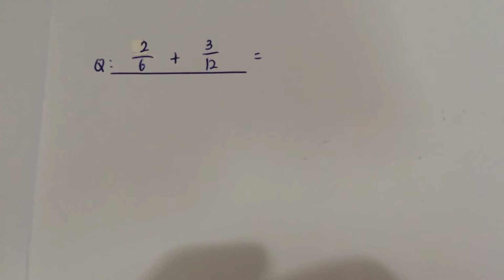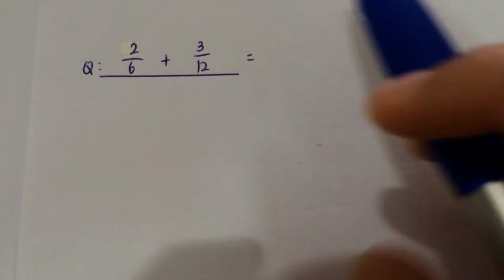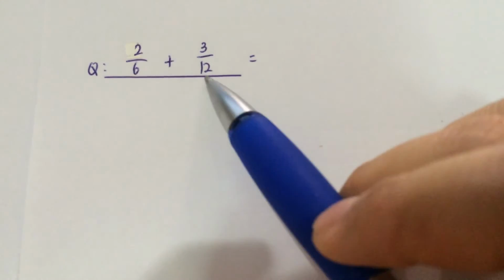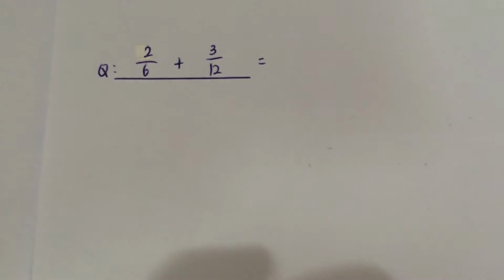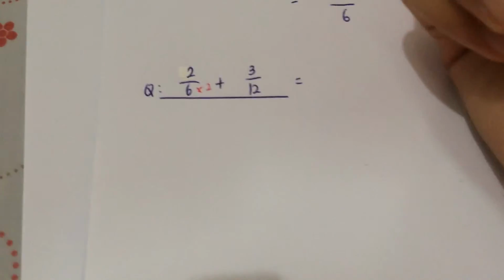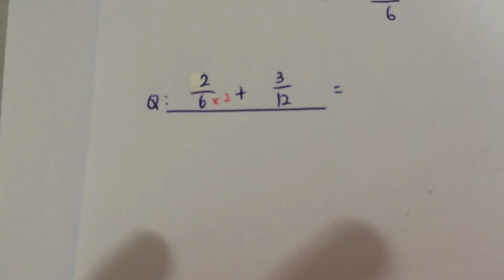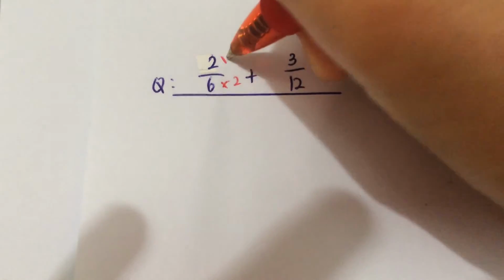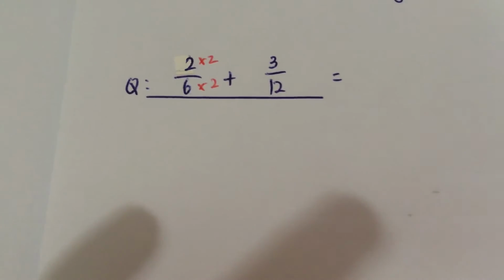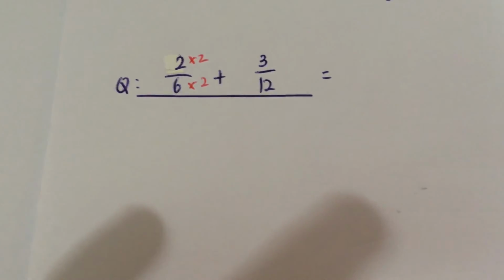Over here I have 2 out of 6 plus 3 out of 12, and again my denominators are not the same, so I'm going to make them the same. 6 times 2 will give me 12. And whatever I do to the bottom, I must do it to the top as well. So I will multiply the numerator and the denominator by 2. So I'm going to rewrite it now.